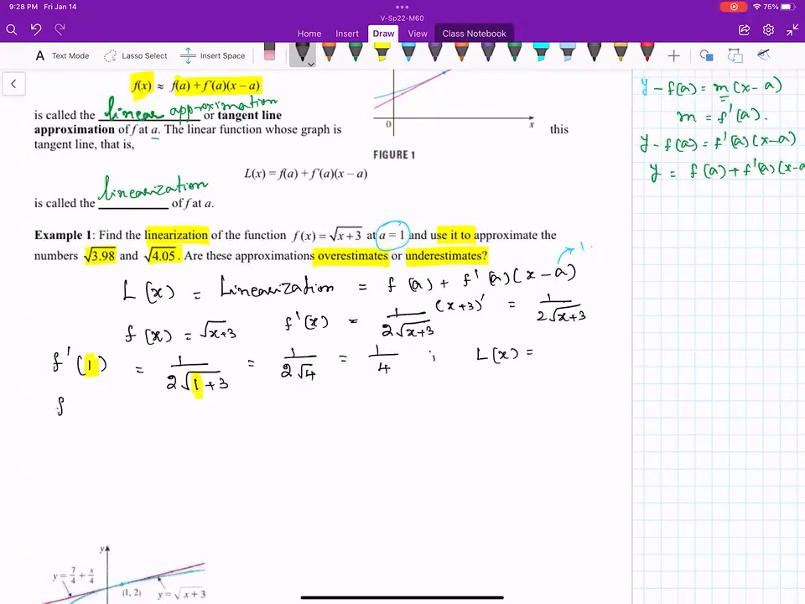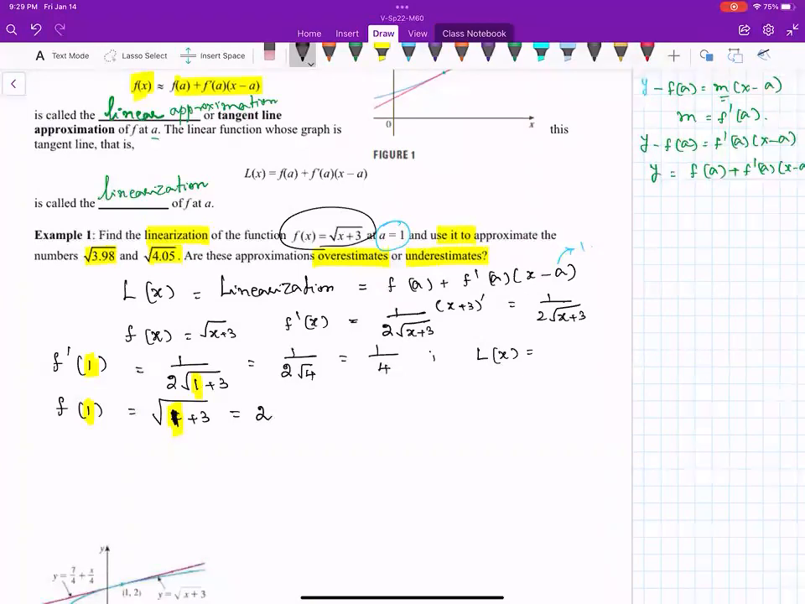Then we also need to find out f of a. f of a is f of 1. f of x is square root of x plus 3. So it is square root of 1 plus 3. Pretty much we are plugging in x equal to 1. So that will be equal to square root of 4, that is 2.